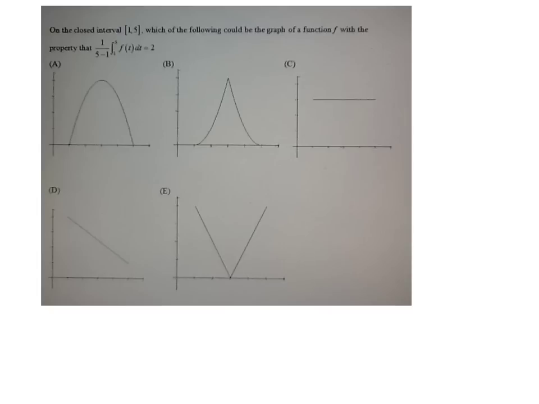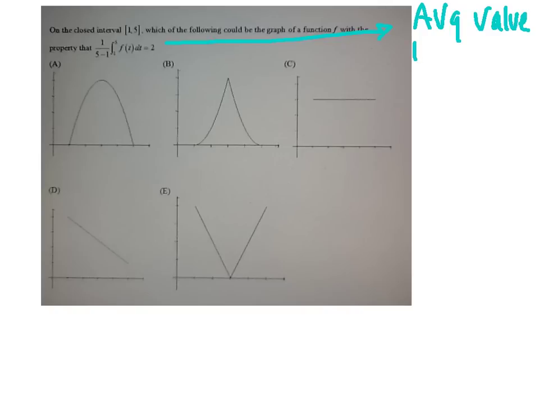You've got to be smart enough to recognize when you see that 1 over b minus a, your upper bound is b, your lower bound is a, and you're staring at b minus a. So they're giving you the average value formula. So I'm basically going to rewrite this off to the side. Okay, I'm recognizing it as average value.